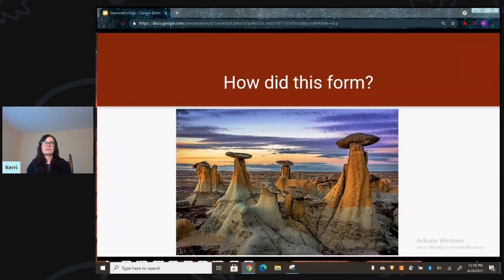Here's an example of the Badlands in New Mexico. Badlands are made up of sediments left behind by lakes that existed in the past under cooler and wetter conditions than today. As the lakes dried up, they left behind sediments that can erode into interesting features. So even though the lakes aren't here now, we can tell that they existed by the sediments that they left behind.